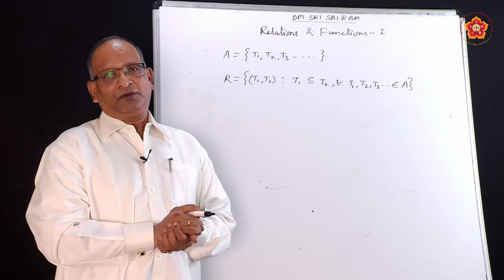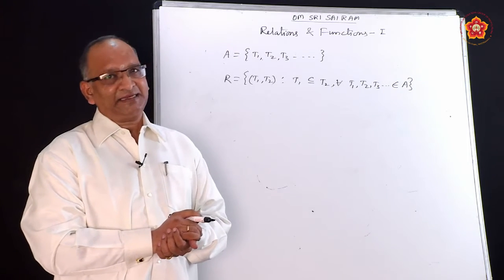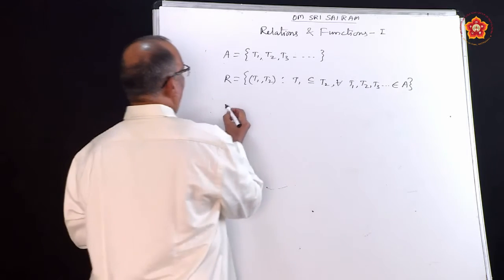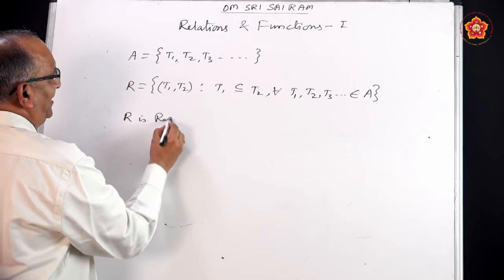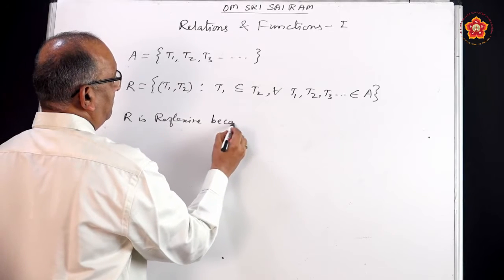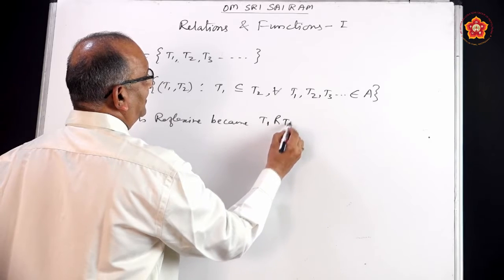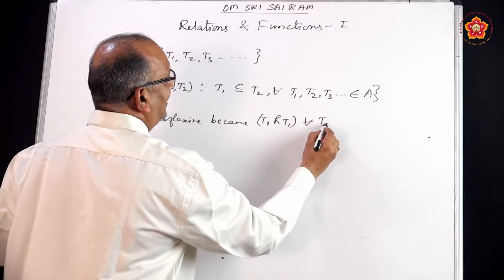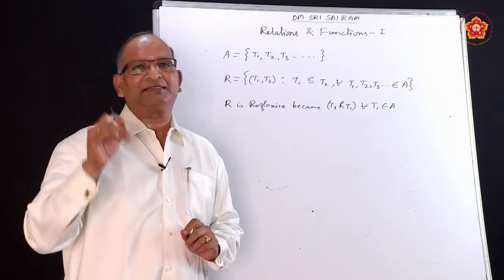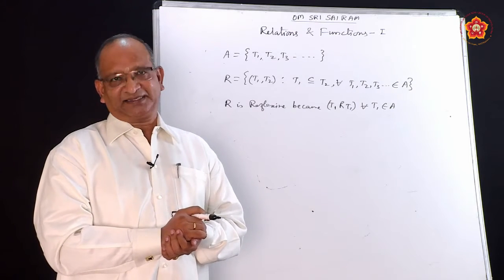This is how we want to check, is it reflexive? Can we say it is reflexive, this particular relation? We can say that yes, R is reflexive. Why is R reflexive? R is reflexive because T1 is related to T1 for all T1 belonging to A. We know that every triangle is congruent to itself. So, we say that the relationship is that of reflexivity.